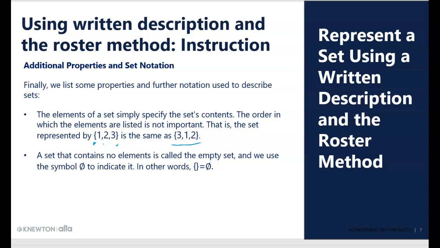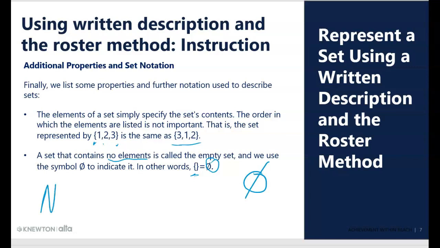It's also possible to have a set that has nothing in it. A set that contains no elements is called the empty set. For example, the set of numbers that are both larger than 10 and less than 5. Well, there's no number that's both bigger than 10 and at the same time less than 5. That would be the empty set. So you can either write it as the curly brackets with nothing in it, or this symbol here. The symbol is an O with a line through it.